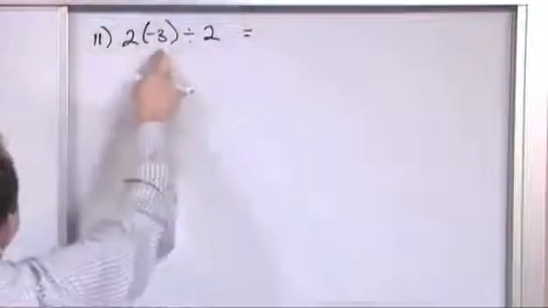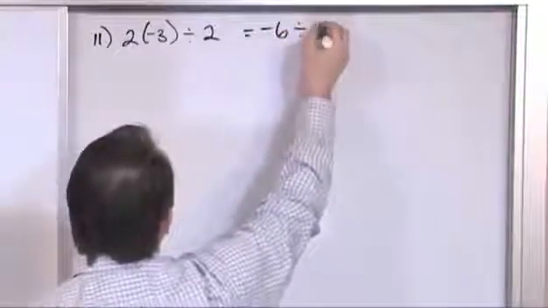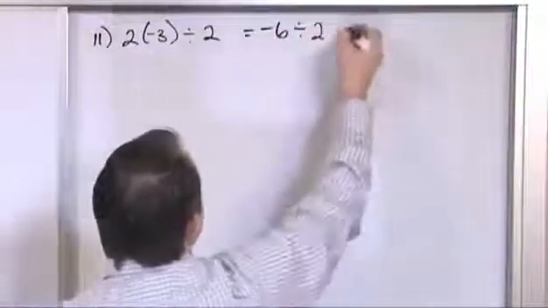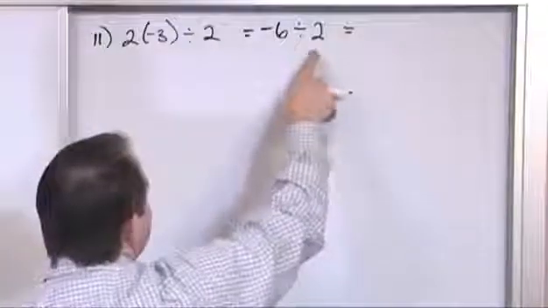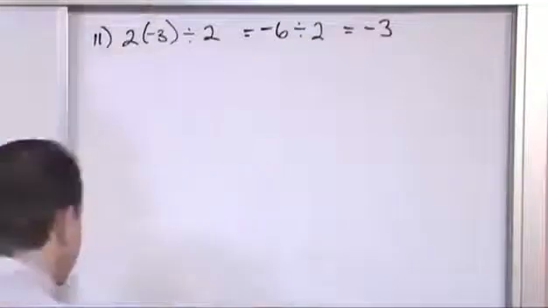So 2 times negative 3, signs are different, so it's going to be negative 6. Still have to divide by 2. And then we say negative 6 divided by 2 is going to be negative 3, because these signs are different, so you have to have a negative out there.